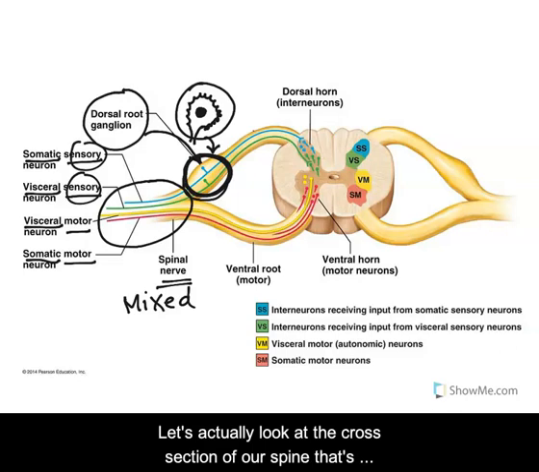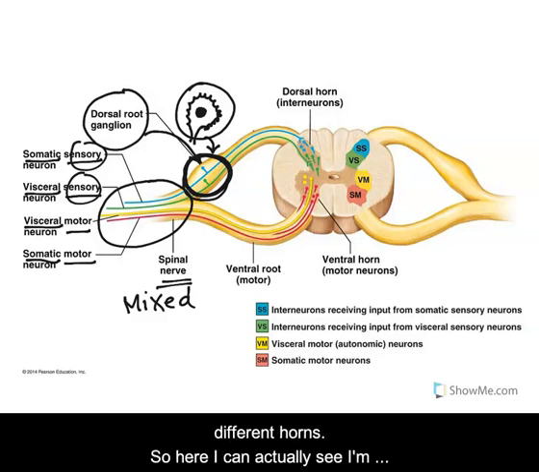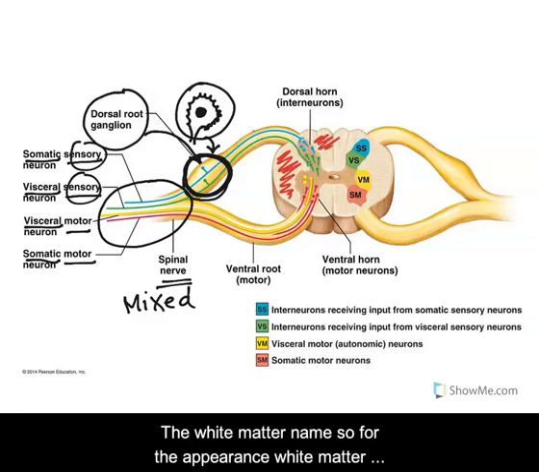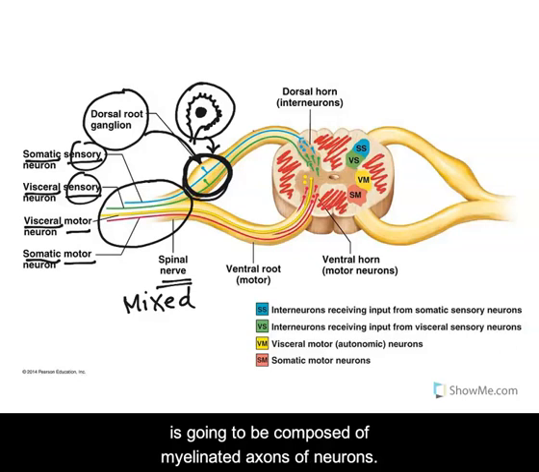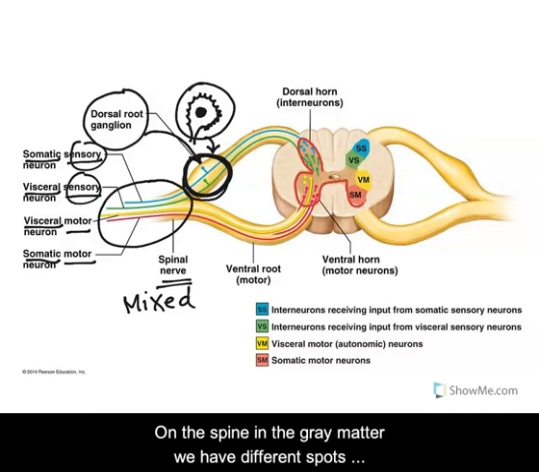So let's actually look at the cross-section of our spine. That's really what I want to point out here in our lecture, and the different horns. So here I can actually see, I'm going to color in the white matter. This is all white matter, named so for the appearance. White matter is going to be composed of myelinated axons of neurons. What I really want to point out is the gray matter, this butterfly-shaped area of the spine.